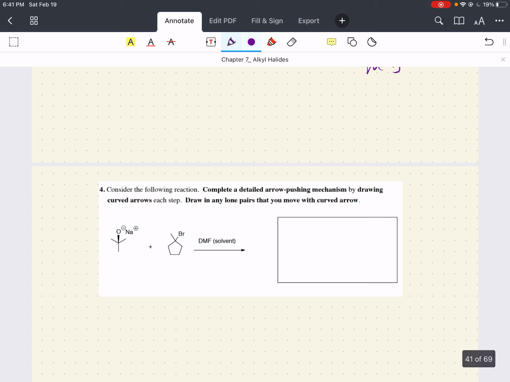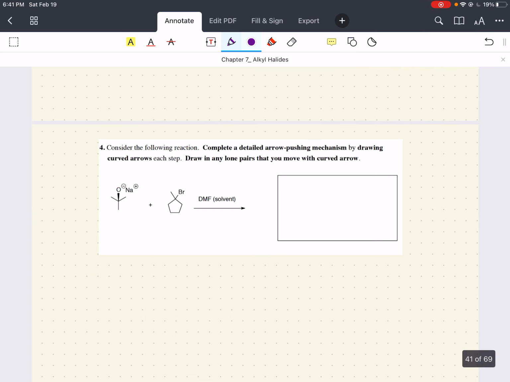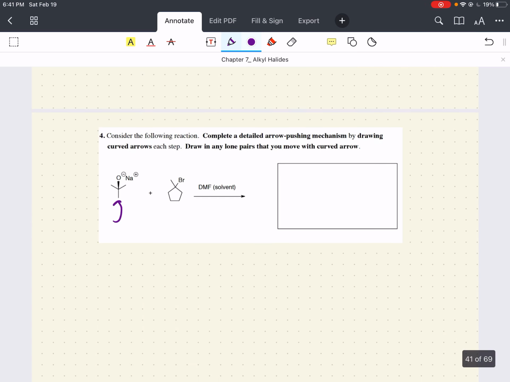This one says consider the following reaction. We're going to draw the product for this. Fantastic. Now this is just a complete way of writing out something that looks just like this: O with some variable R group attached to it. You know what this is. This is a strong base, strong nucleophile.